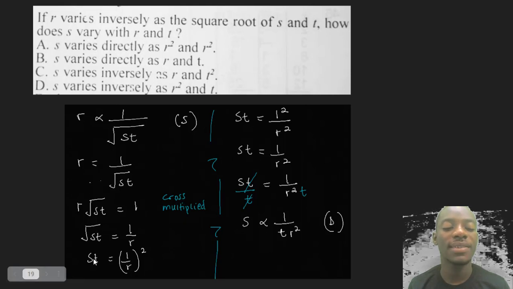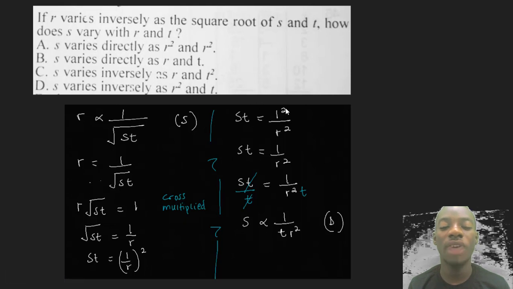Then this root will go to the other side. It will become st is equals to 1 over r all squared, because when the root goes to the other side, it becomes squared. Then if you apply the square to each term in the fraction, it becomes st is equal to 1 squared over r squared. 1 squared itself is 1, so st is equal to 1 over r squared. Actually, you are trying to make s the subject, so you have to remove t. Dividing by t, t cancels t, and the t will come over here. It will become s is proportional to 1 over t r squared.